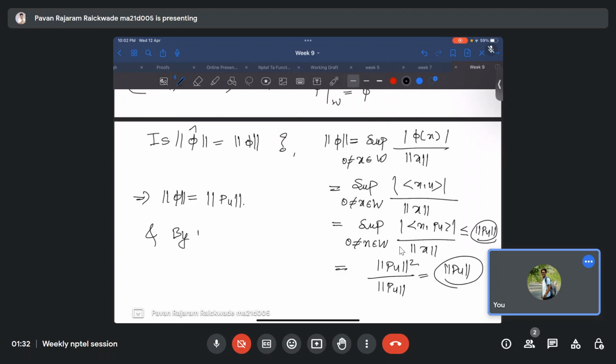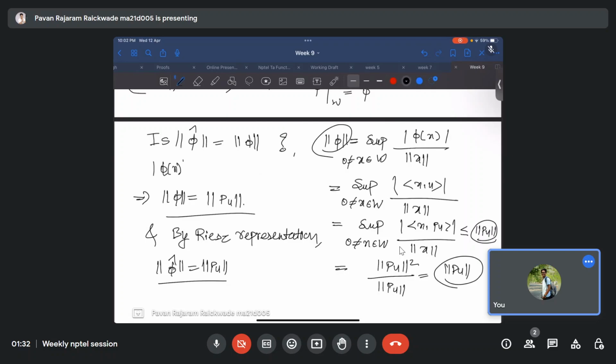and by the Riesz representation theorem, you know that norm of phi tilde is also norm Pu. So it's settled. Okay, this is clear, right? Because simply, the modulus of phi x is the inner product of x with Pu. So by Cauchy-Schwarz, this is less than or equal to norm x into norm Pu. So it is always clear that norm phi is less than or equal to norm Pu. It is equal because Pu is in W again.